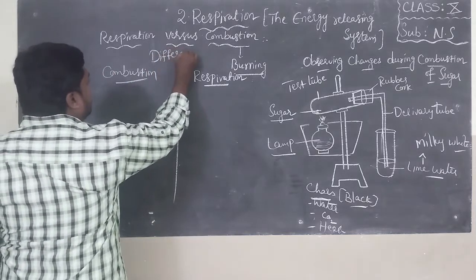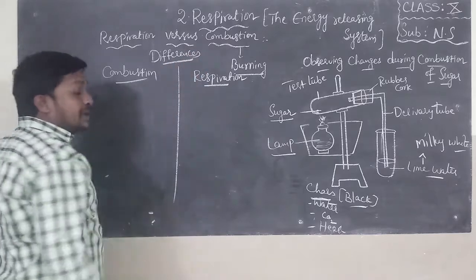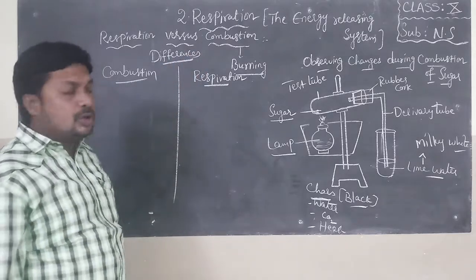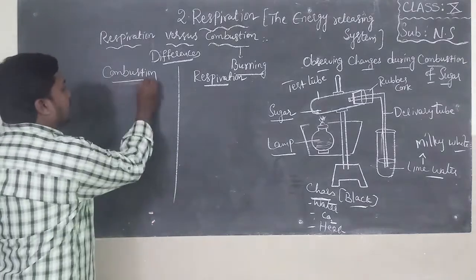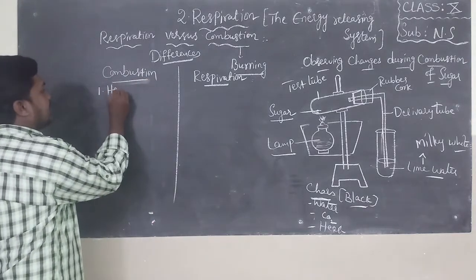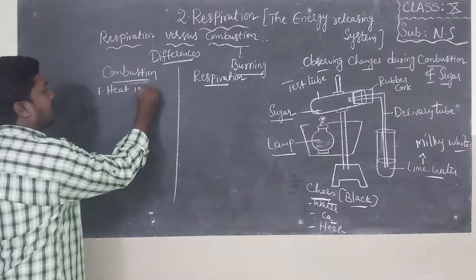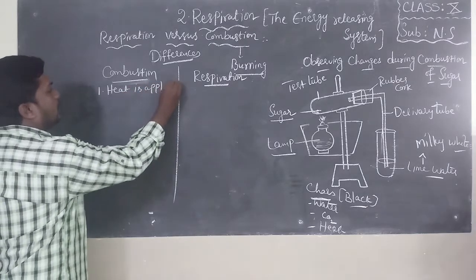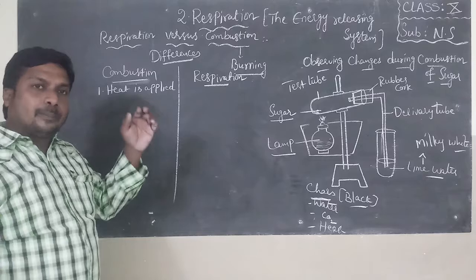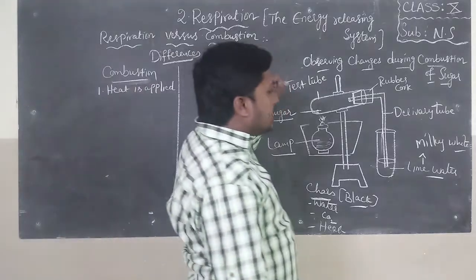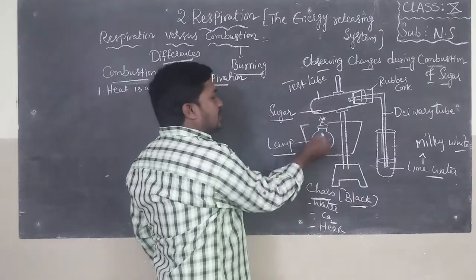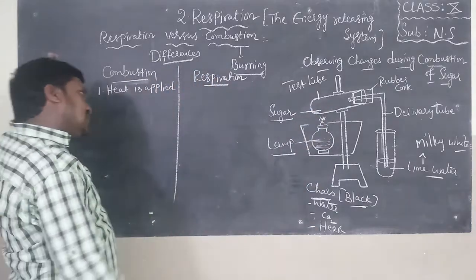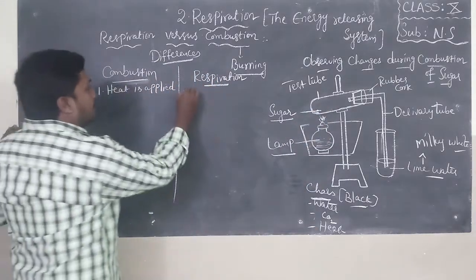Already we learned the similarities between combustion and respiration. Now I will explain the differences. First one is that heat is applied. If you want to burn anything, you have to apply heat. Here also, in this activity, we boiled the sugar with the spirit lamp, meaning heat is applied for combustion.